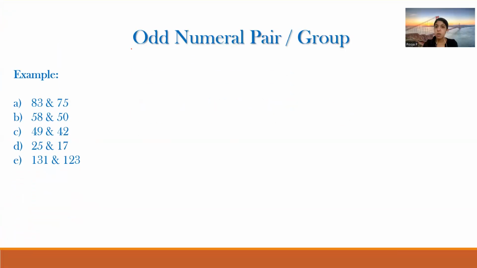So the next category is odd number pair or odd group of numbers. So here, whenever they're giving you a pair or group, there is some relationship between these two. If you can figure that out, you will definitely get the answer which is wrong or the odd one out.